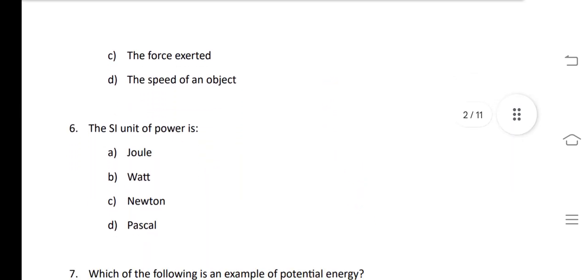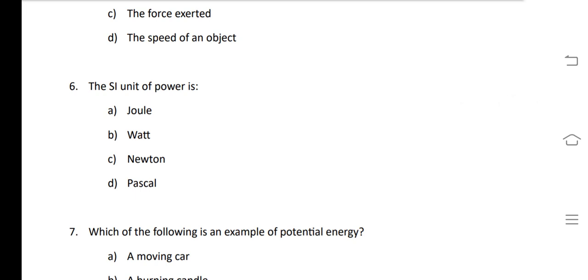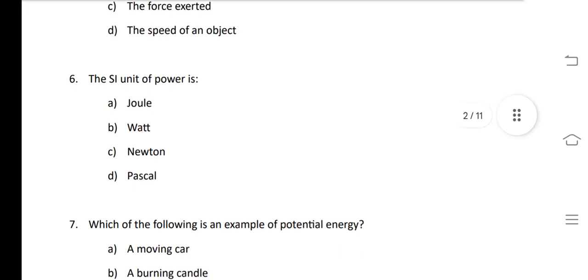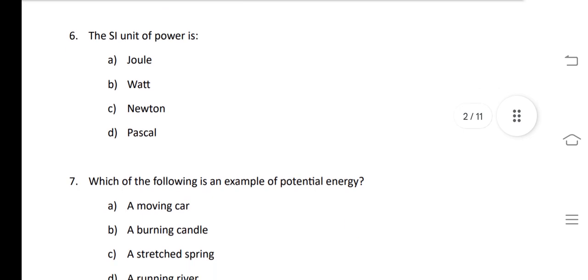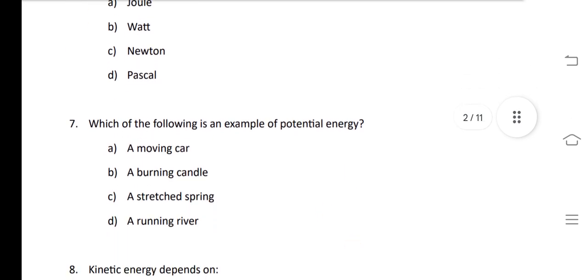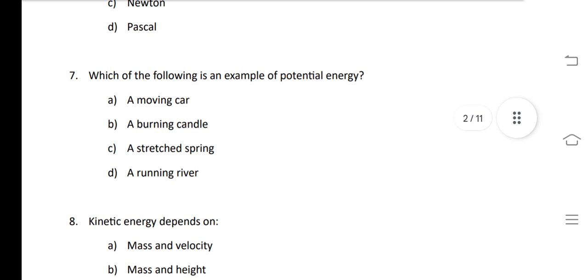Our next question is question number 6. The SI unit of power is Watt. Option number B is the correct one. So our next question is: which of the following is an example of potential energy?